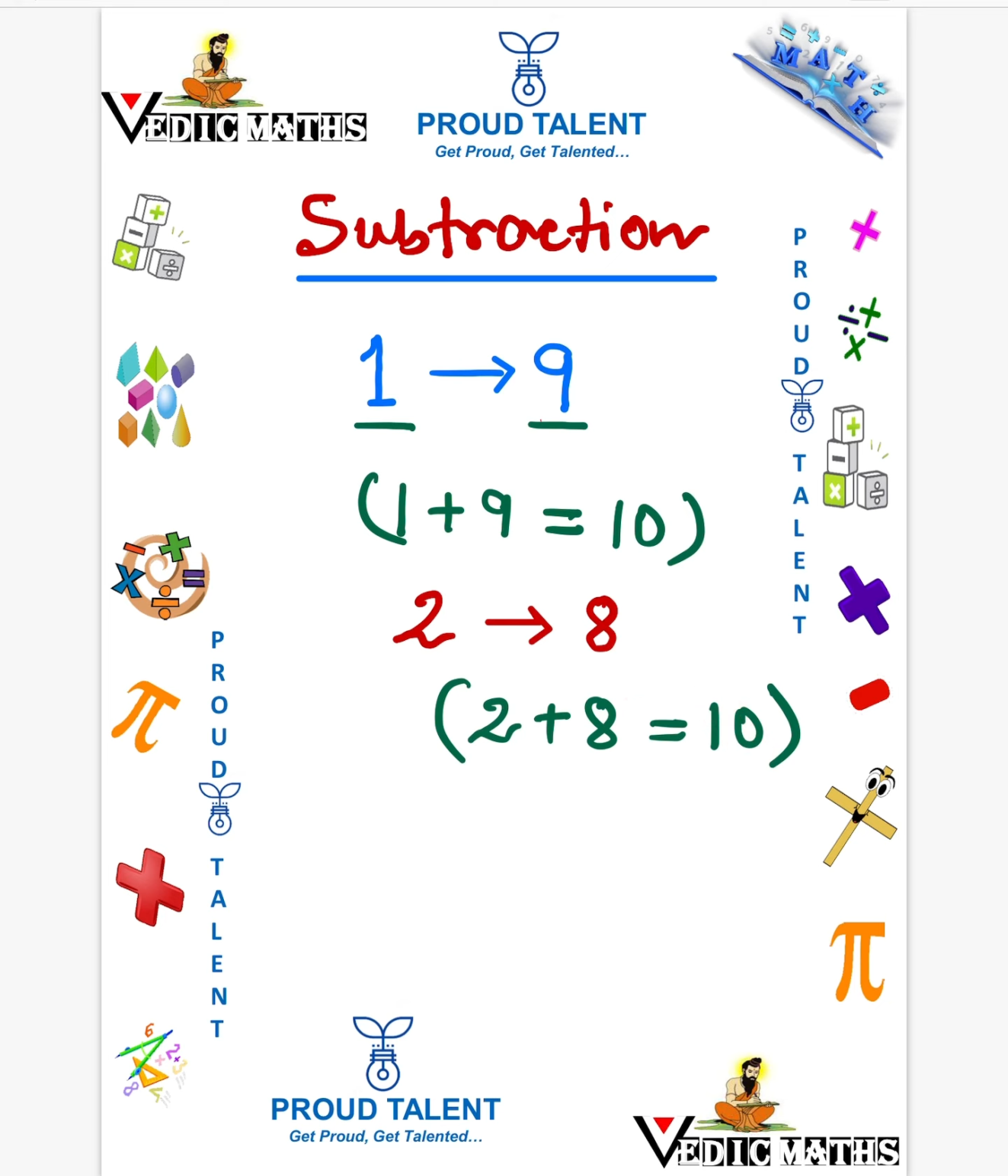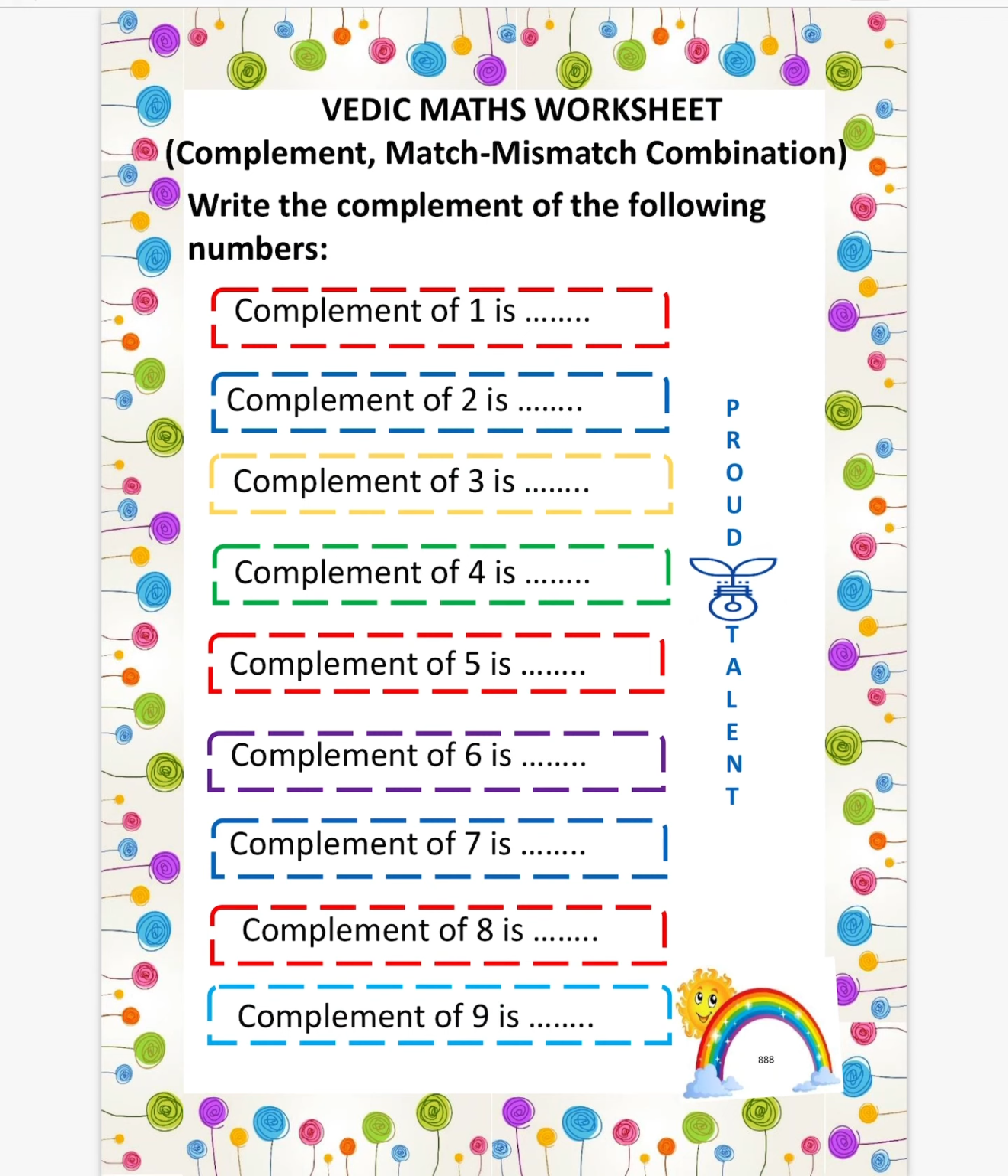So a total of 10 digits are there, and every digit has a complement. You can see in this worksheet it is clearly given. What is the complement of 1? Complement of 1 is 10 minus 1, which is 9. What is the complement of 2? 10 minus 2, that is 8. What is the complement of 3? It is 7. Complement of 4 is 6. Complement of 5 is 5 itself, because 5 plus 5 is equal to 10. Complement of 6 should be 4. Complement of 7 is 3. Complement of 8 is 2, and complement of 9 is 1.